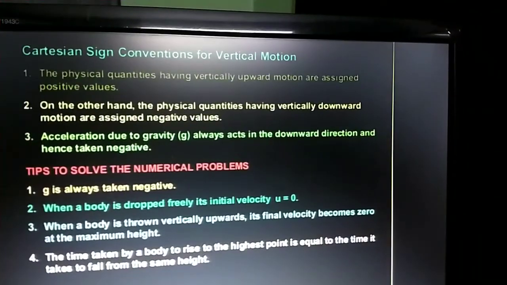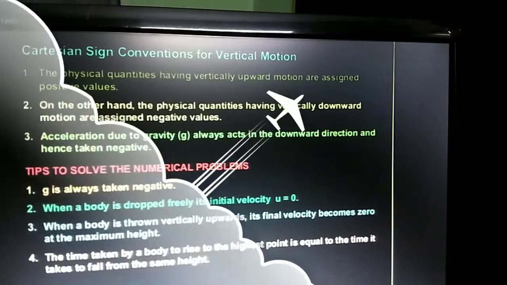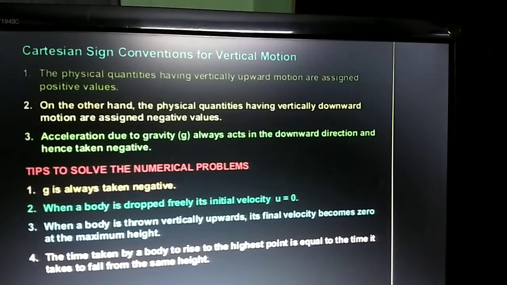The value of g is different on the surface of different heavenly bodies like the sun, moon and the planets. Sign convention for vertical motion: the value of g is taken as minus 9.8 meters per second square or 10 meters per second square whether the body goes up or falls down, because g always acts in the downward direction, that is towards the earth. Distance measured upward from the point of projection is taken as positive, while distance measured downward from the point of projection is taken as negative.